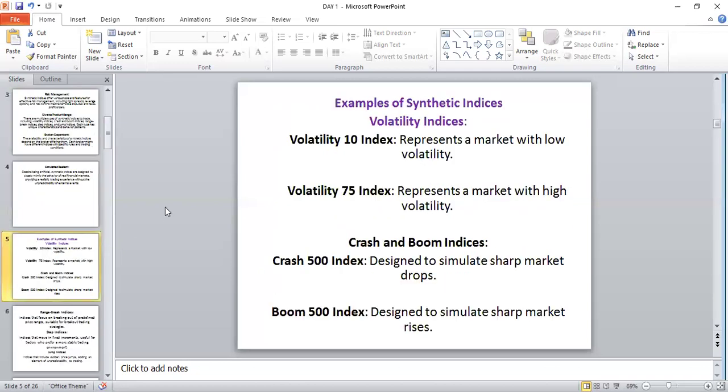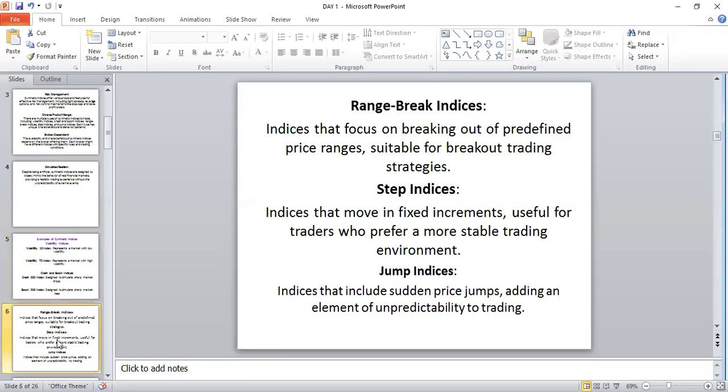Okay, that's it. Now for examples of it, the volatility 10 index represents a market with low volatility. 75 represents a market with what? High volatility. Now we also have conditions of crash and boom. Crash and boom are also what you trade, or what is seen as synthetic indices: Crash 500, Boom 500. We also have that of 1000 and that of 1000.